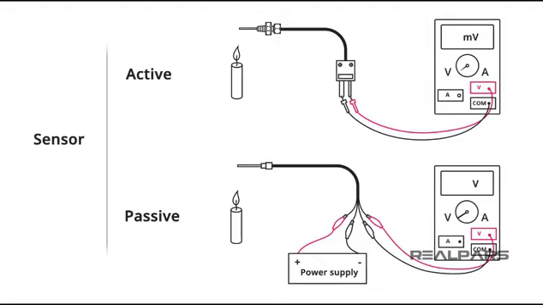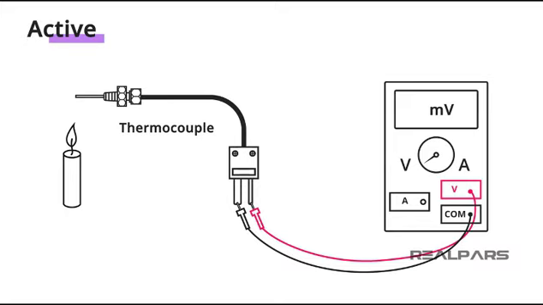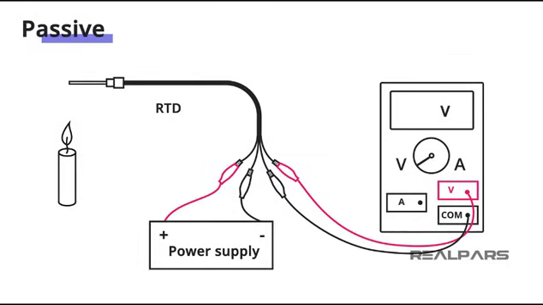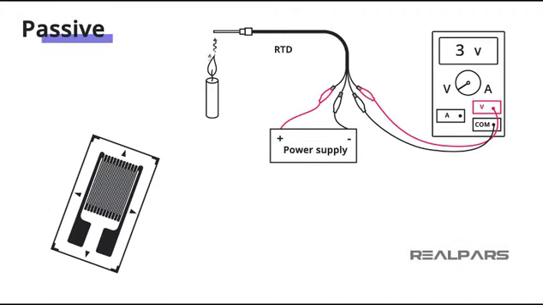From a process control perspective, we can classify sensors as either passive or active. A passive sensor requires an external source of power to operate, while an active sensor does not. A thermocouple is an active sensor, as it does not require any external power supply to operate. As a thermocouple is exposed to an increase in temperature, it will develop an increasing voltage across it. Another example of an active sensor is a piezoelectric sensor. A resistance temperature detector, or RTD, is a passive sensor. It is a device that's resistance will change with a change in temperature. To take advantage of this change in resistance, an external supply, or an excitation circuit, is required to produce a change in voltage. Another example of a passive sensor is a strain gauge.